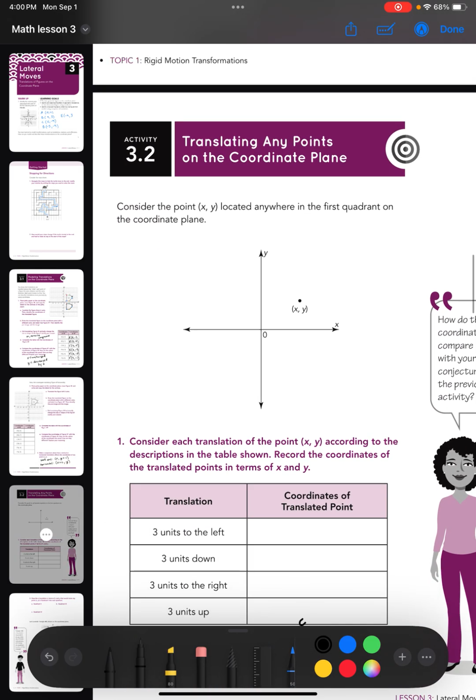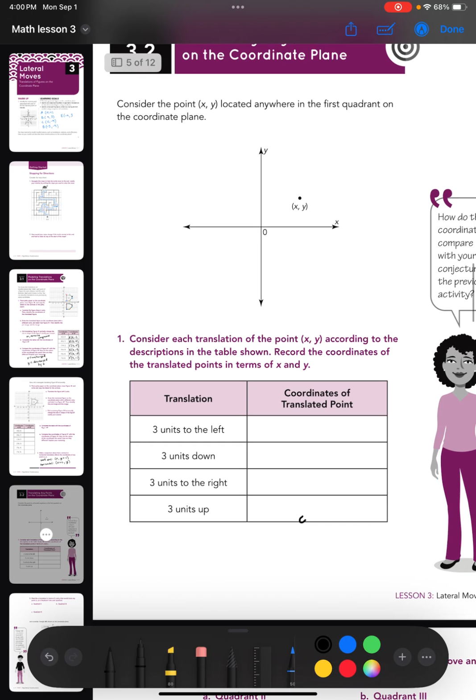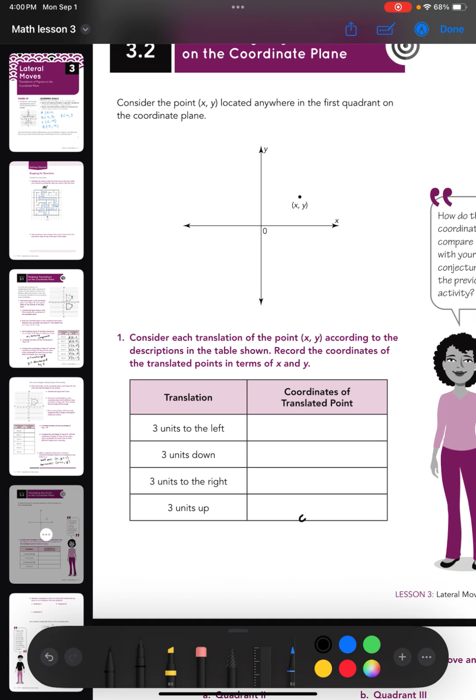All right, next activity. It says, consider the point x, y is located anywhere in the first quadrant. For 1, it says, consider each translation of the point x, y in the table, and record the coordinates of the translated points in terms of x and y. So if we went 3 units to the left, we're moving in the x direction. Going left and right is the x direction, and left would be decreasing. So the x would be x - 3, and the y would be unchanged.